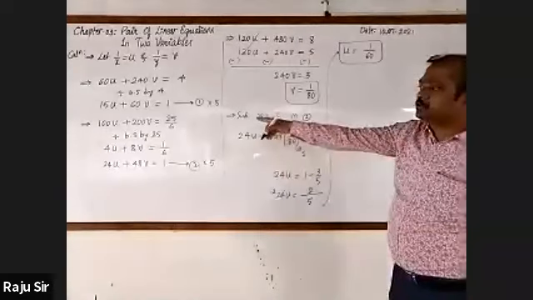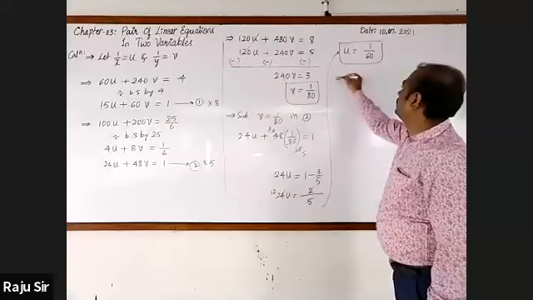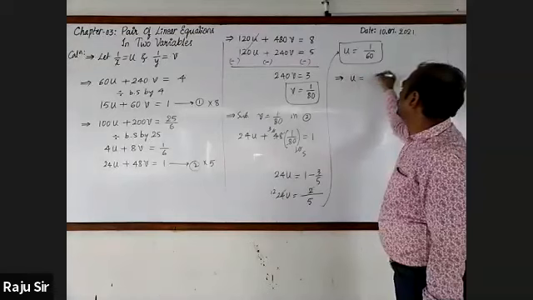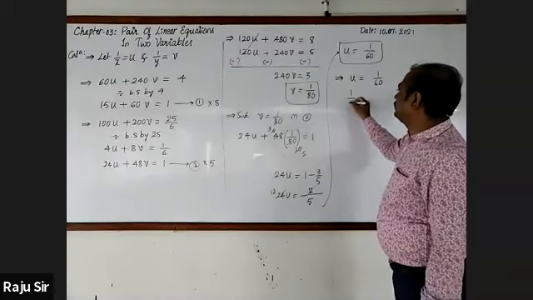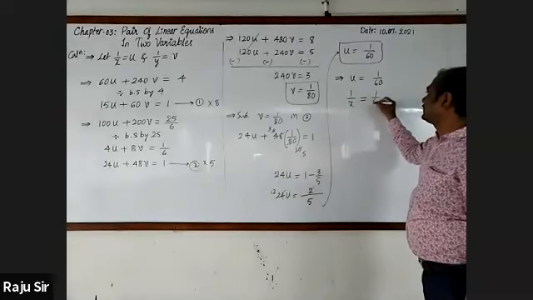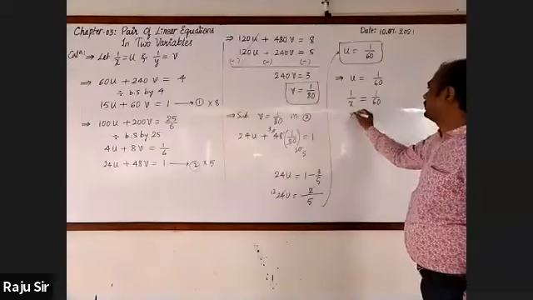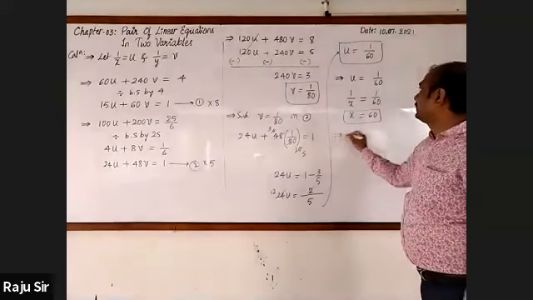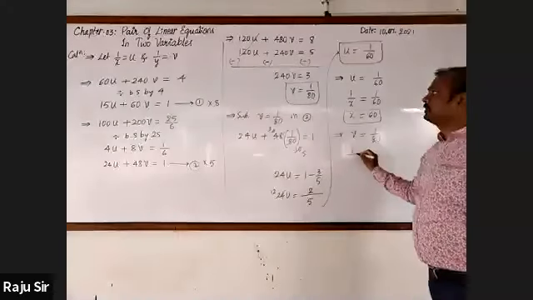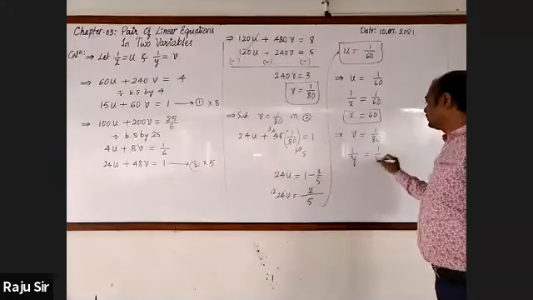Now let us go for finding x and y. Here I'll write. You know that u is 1 by 60, and in place of u you can write 1 by x. This is equal to 1 by 60. x is equal to 60. v is equal to 1 by 80, where v is 1 by y, so y is equal to 80.